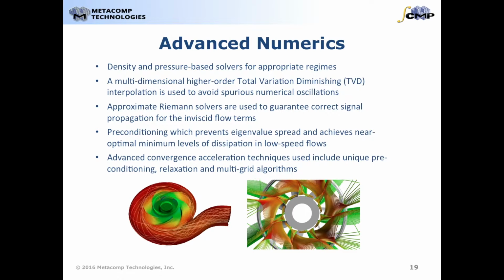CFD++ includes advanced numerics to ensure accuracy and reliability of computations. Density and pressure-based solvers are available for appropriate regimes. A multidimensional, higher-order TVD interpolation is used to avoid spurious numerical oscillations. Approximate Riemann solvers are used to guarantee correct signal propagation for the inviscid flow terms. The preconditioning algorithm, which prevents eigenvalue spread, achieves near-optimal minimum levels of dissipation in low-speed flows. Advanced convergence acceleration techniques include unique preconditioning, relaxation, and multigrid algorithms.